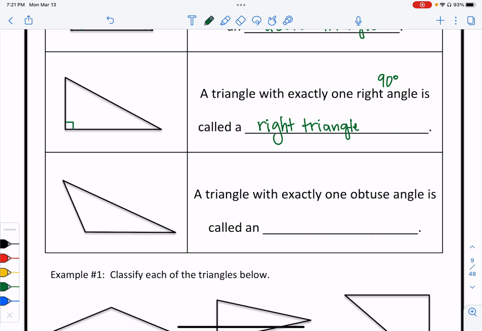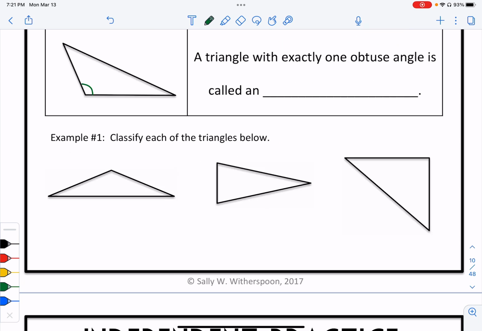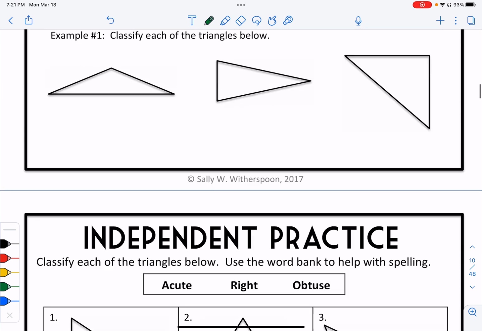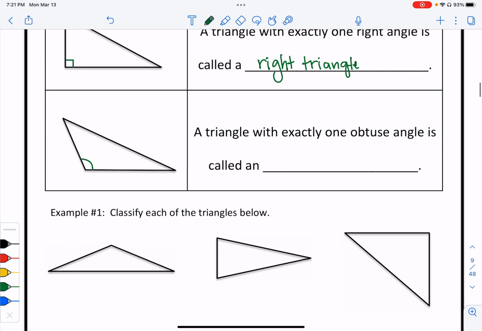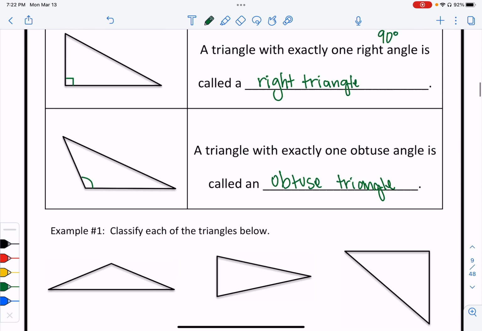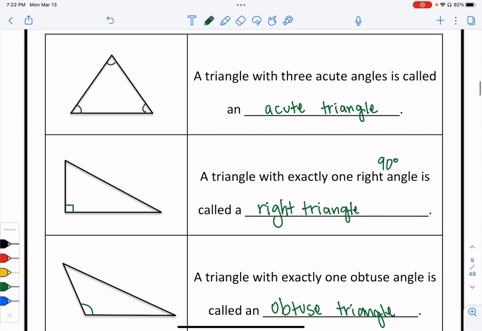Okay, our third triangle has exactly one obtuse angle. So an obtuse angle is greater than 90 degrees. And it's called, again, okay, an obtuse angle. Or not an obtuse angle, but an obtuse triangle. Remember to pause the video at any time if I am going too fast.